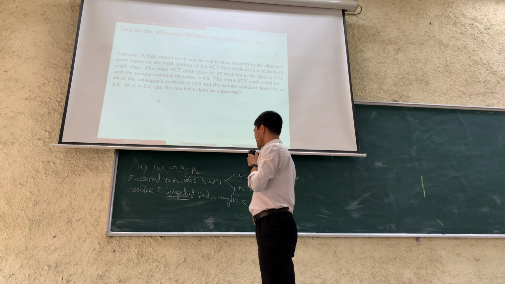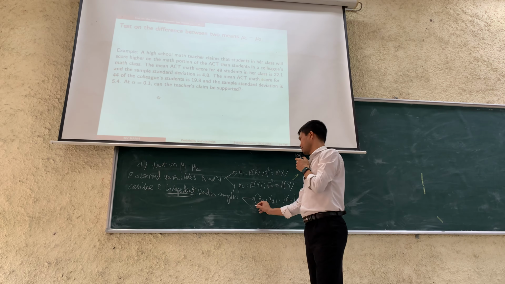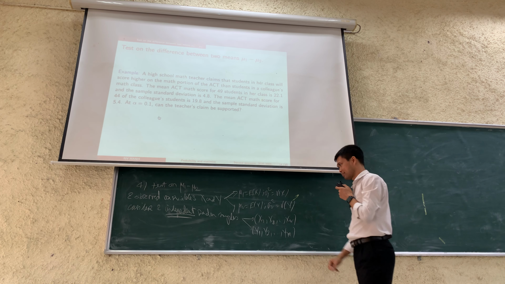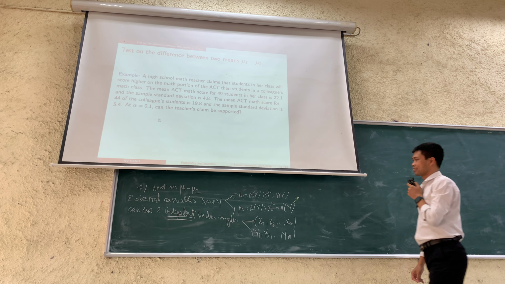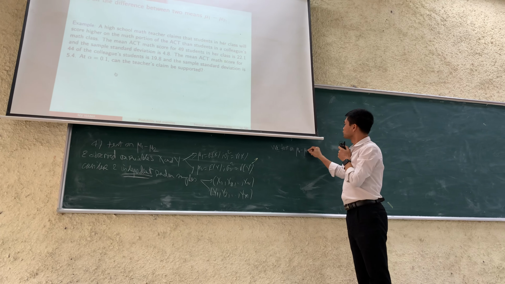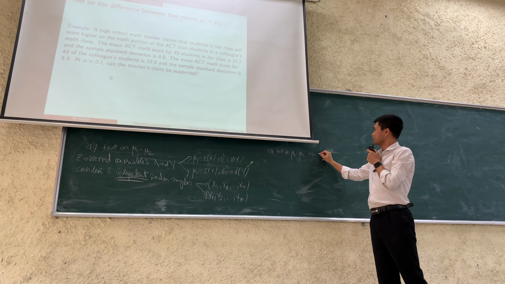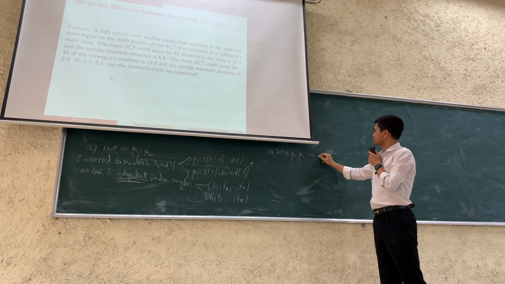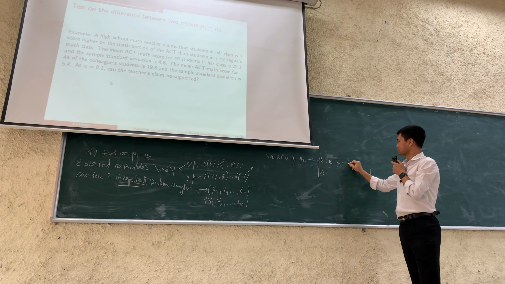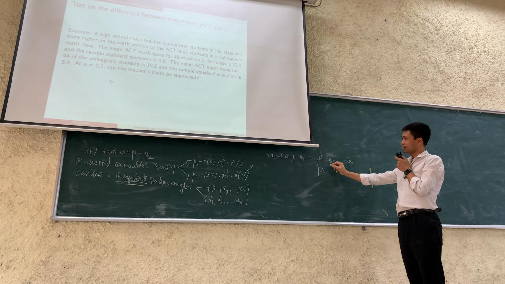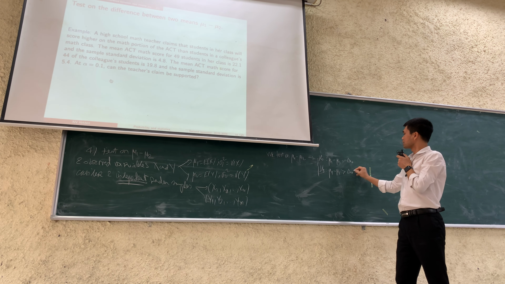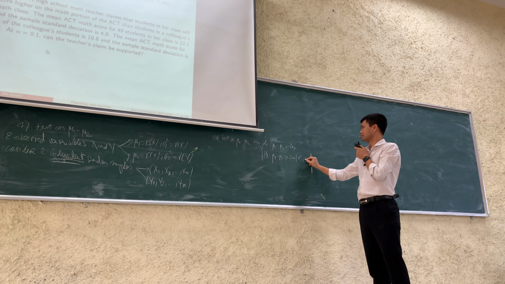We consider two independent random samples x1 to xn. The second random sample y1, y2, to yn is taken from population y. And we test on mu 1 minus mu 2. The null hypothesis H0 is mu 1 minus mu 2 equals delta naught, against H1, mu 1 minus mu 2 greater than delta naught, which is a one-sided test, or smaller than or equal.